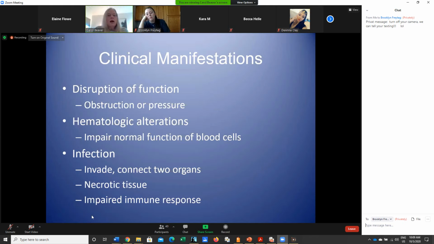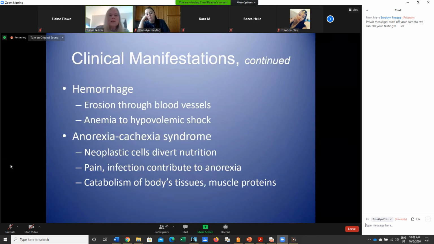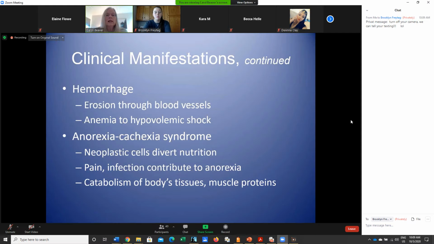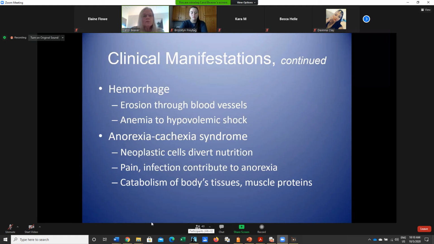All right. So we can go to some more manifestations here. Hemorrhage, that's what I've mentioned about the blood vessels in the esophagus, and that you can bleed to death that way. And you can have anemia, or it can go to hypovolemic shock. That means you don't have enough blood or fluid or pressure in your blood vessels, and so you go into shock. It's really a collapse of your blood vessels.